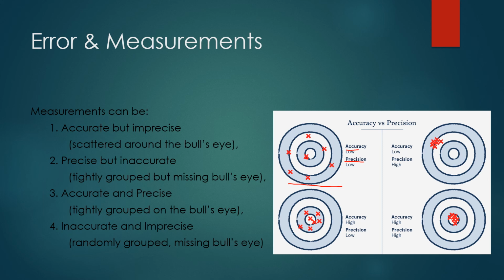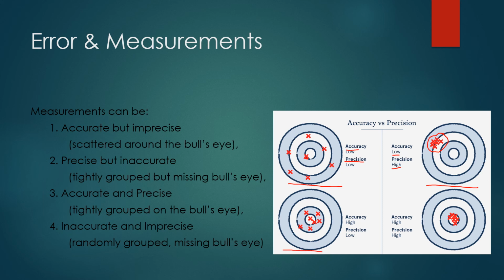Looking at the second one. In this one, we have a very small grouping, so we're hitting the same spot over and over again. That means our precision is very high, because we're getting the same spot. However, the spot we're hitting is not the bullseye. So there we have low accuracy.